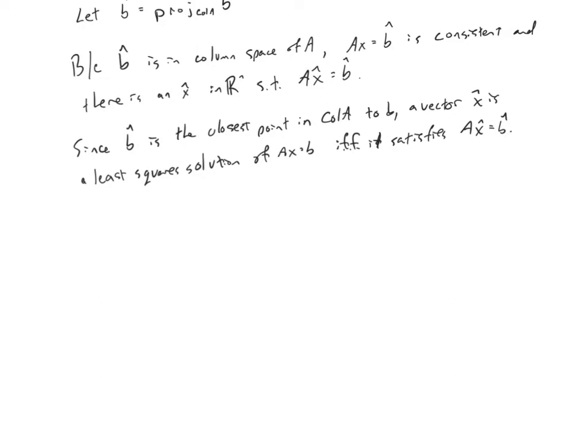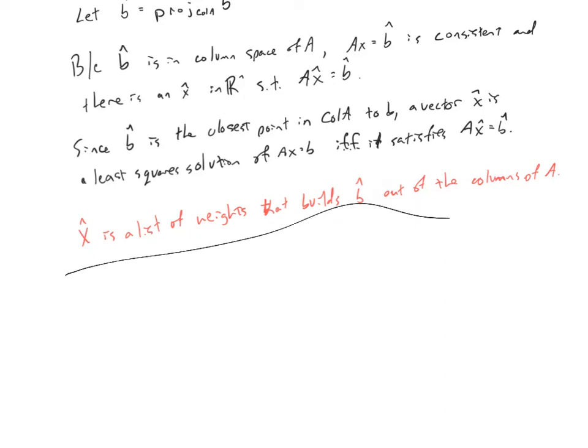Okay, and then I'll just state kind of a closing thought with that before we get to how we build the formula. X hat is a list of weights that builds B hat out of the columns of A. Okay, so that's what that X hat represents. So that part is understanding what it is. Now we get to breaking down where the formula comes from. So let me draw a little line there.